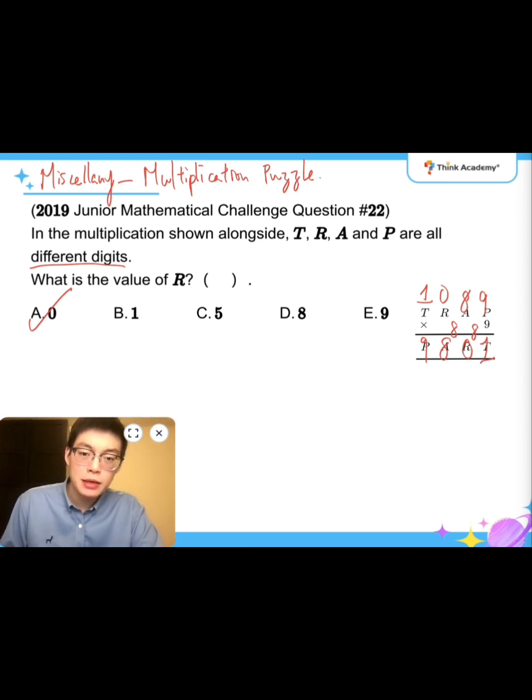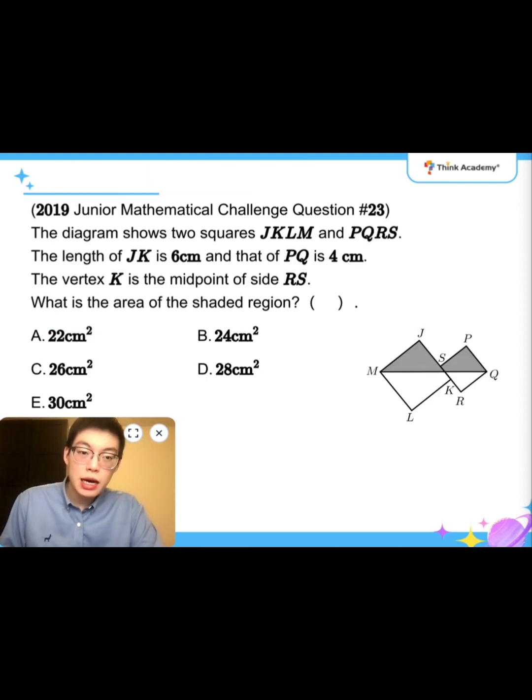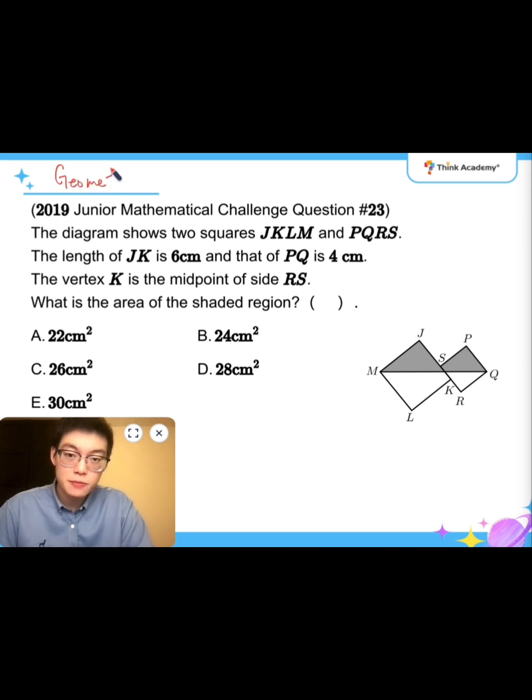Okay? And the question 23. So I would say that this is definitely a geometry question. And I would say this is about cutting and filling. So I would say it's about completing the shape.